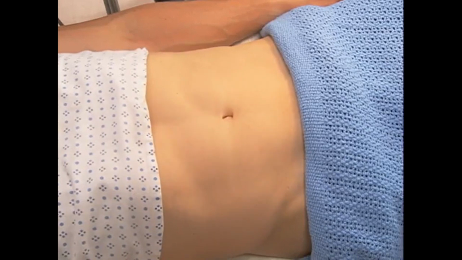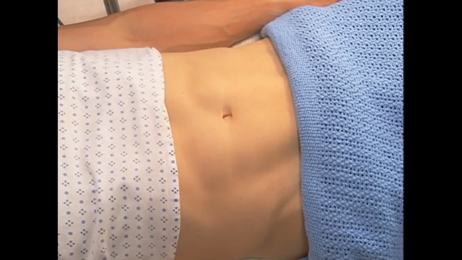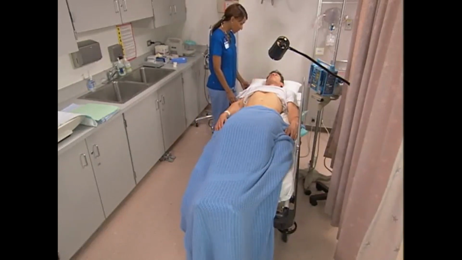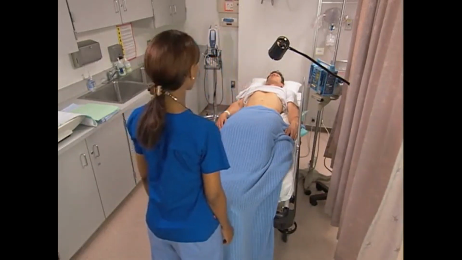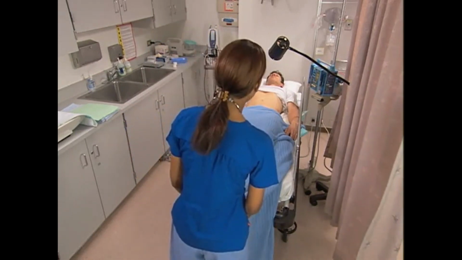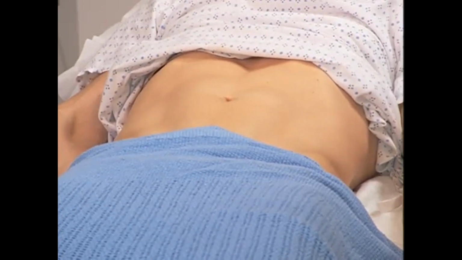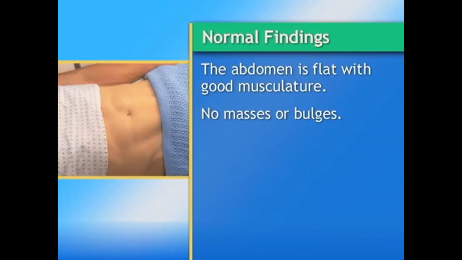Raise your head for me, please. From behind the client's head. Raise your head for me, please. And from the foot of the exam table. Raise your head again for me, please. Normally, the abdomen should not bulge. The abdomen is flat with good musculature, no masses or bulges.